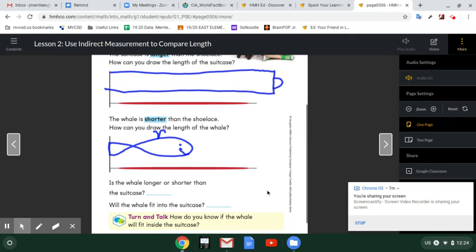So my question is the whale longer or shorter than the suitcase? So it would be shorter than the suitcase. Will the whale fit in the suitcase? If you look at that picture, will it fit? Yes, it will.